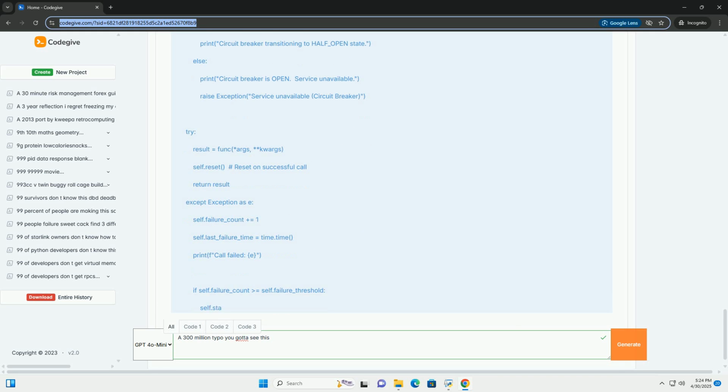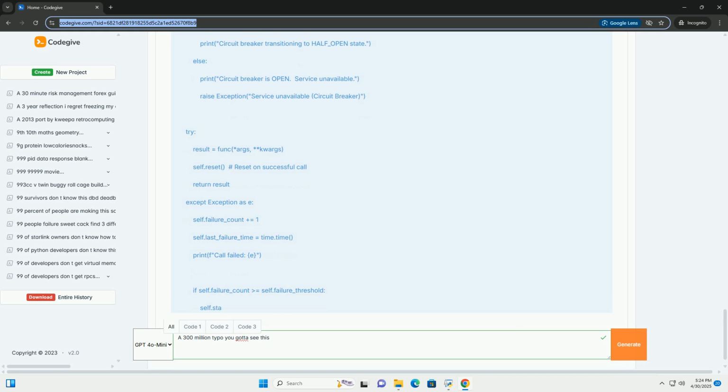Closed: the service is operating normally. Open: the service is unavailable due to repeated failures. Calls are blocked. Half_open: a test call is allowed to see if the service has recovered. Failure_threshold: the number of consecutive failures before the circuit breaker trips to the open state. Reset_timeout: the amount of time the circuit breaker remains in the open state before transitioning to half_open.